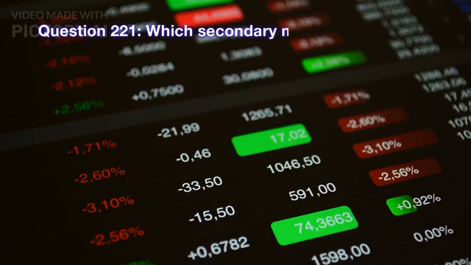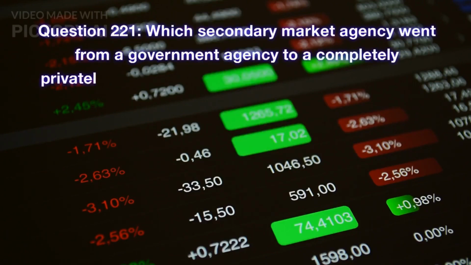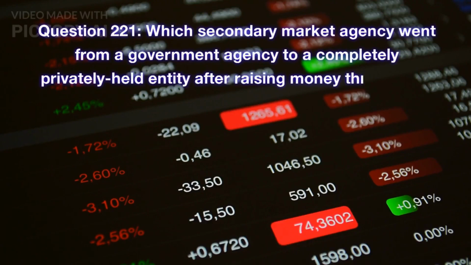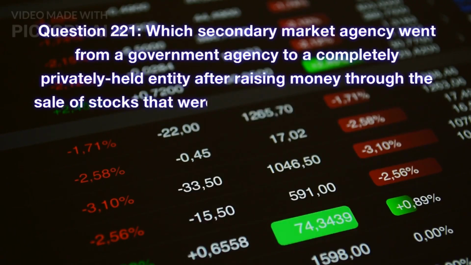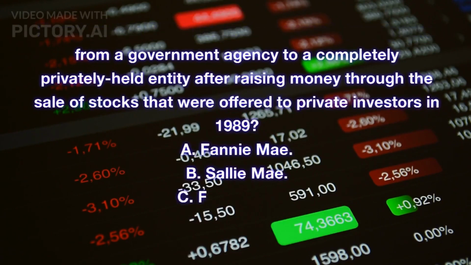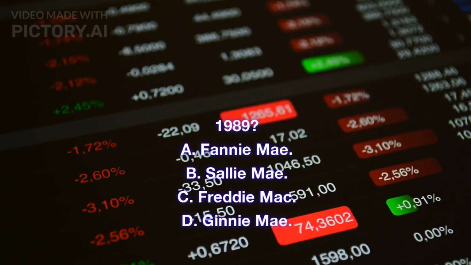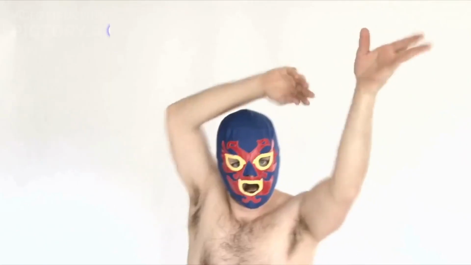Question 221. Which secondary market agency went from a government agency to a completely privately held entity after raising money through the sale of stocks that were offered to private investors in 1989? A. Fannie Mae. B. Sallie Mae. C. Freddie Mac. D. Ginnie Mae. Correct answer is C. Freddie Mac.